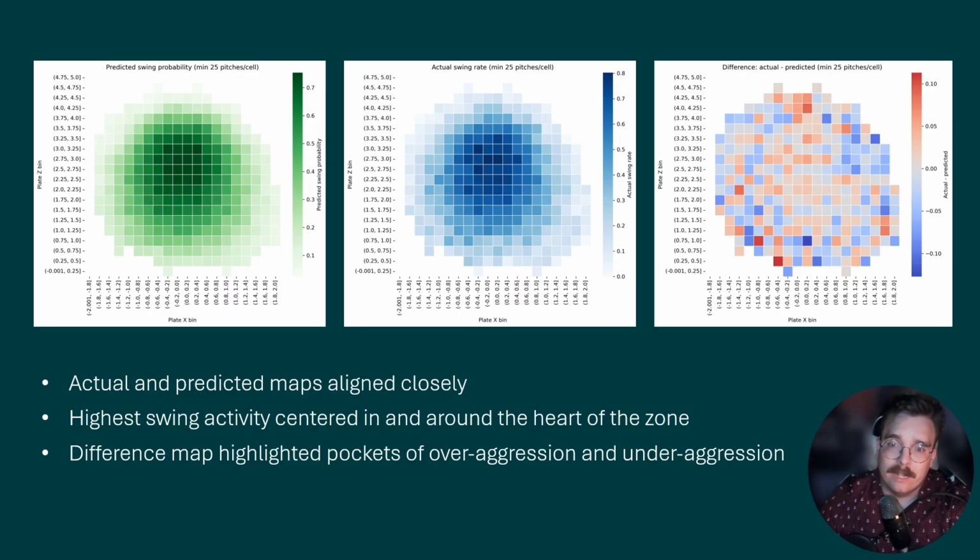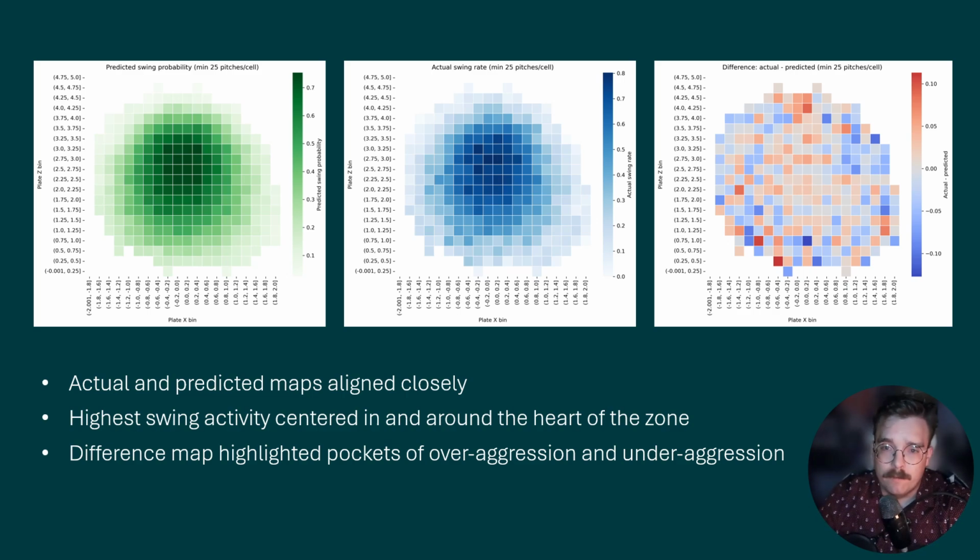The first key finding is that the actual and predicted maps align pretty closely. In both, the highest swing activity was centered in and around the heart of the strike zone, which is exactly what we would expect from real hitter behavior. That matters because it shows the model learned a realistic spatial pattern rather than random noise.